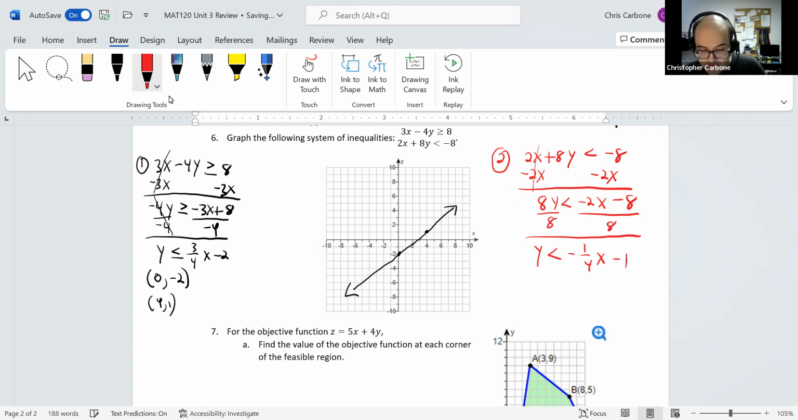So this one has a y-intercept when we put in 0 for x of (0, negative 1). And then it goes down 1 and to the right 4. So that would be right here. That point is (4, negative 2). So that line needs to be dashed because there's no or equal to in this. So that line will look something like this.